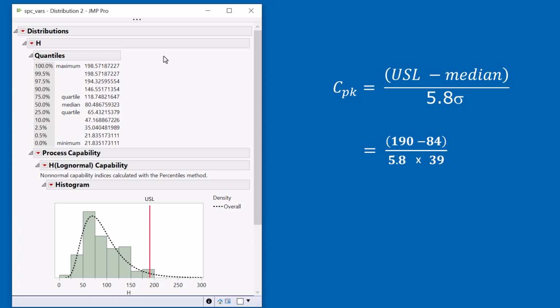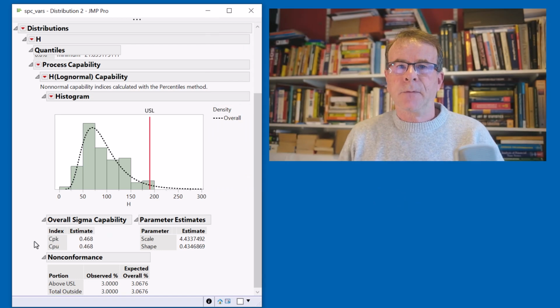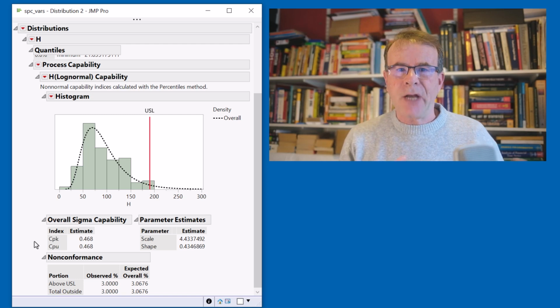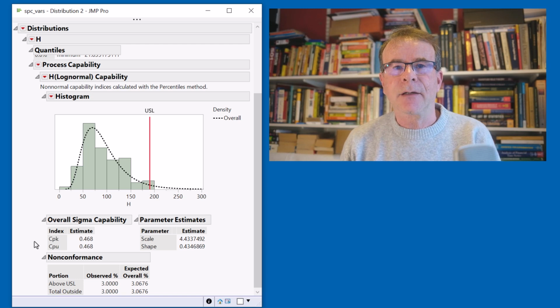If you would like me to give an explanation on that, I can do that in a future video. Now, when I plug these numbers in, we do get the correct answer, in that it's agreeing with the number reported by JMP of 0.468. So far so good. We can now understand how this capability index, which was initially defined for a normal distribution, is generalized to other types of distributions based on this percentile method of calculation.